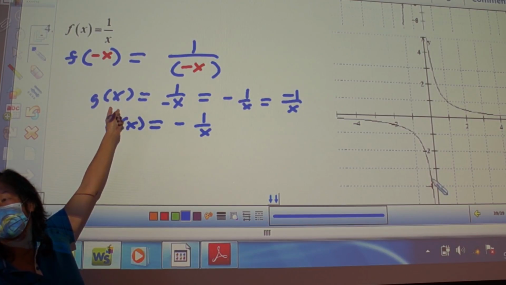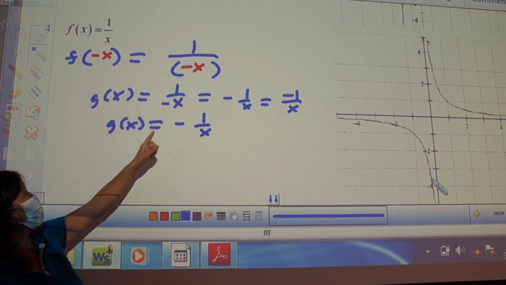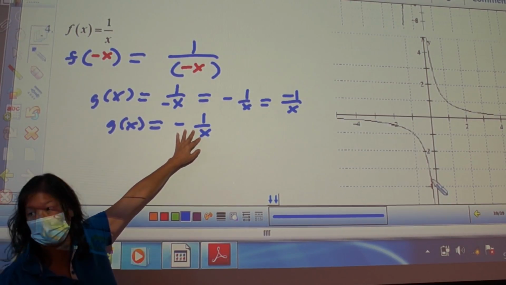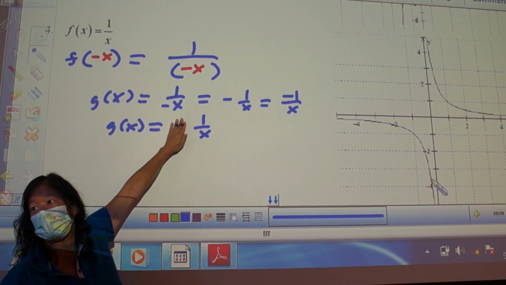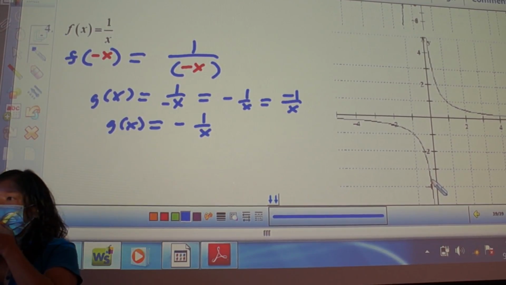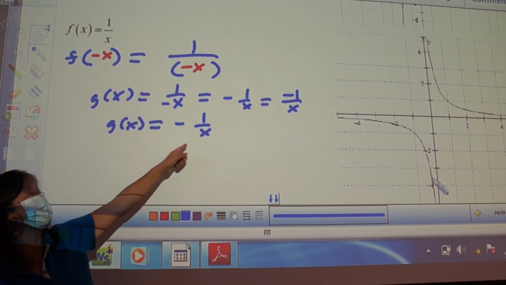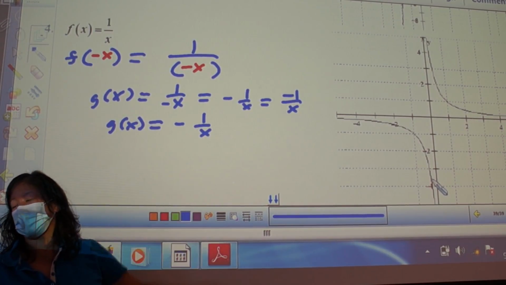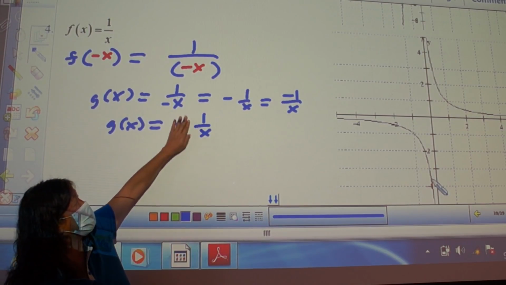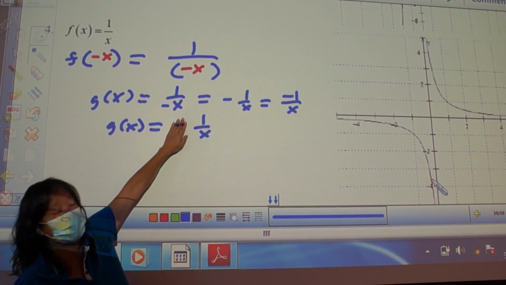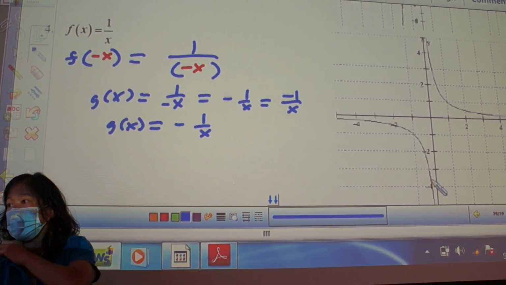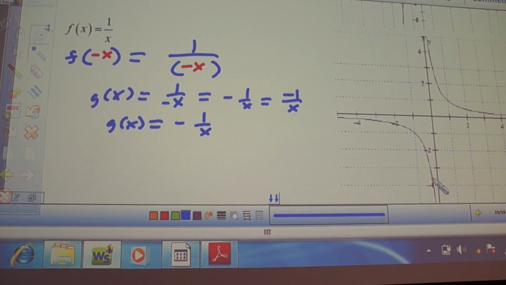Okay, but then I just don't understand why you're changing the thing now. Because this is not the same as f of x. F of x would be this. That's f of x. This is g of x. G of x is negative 1 over x. F of x is 1 over x. So if I put a negative in front of it, that's a different function. It's g of x.